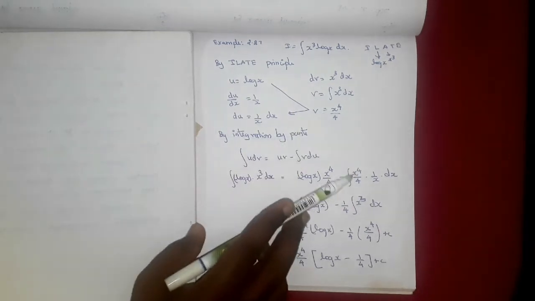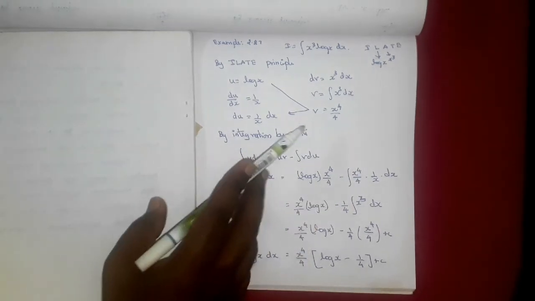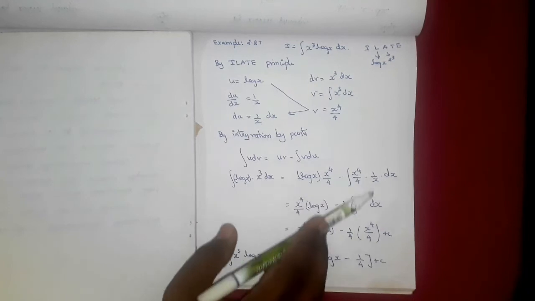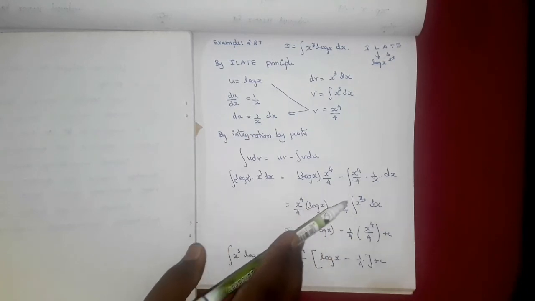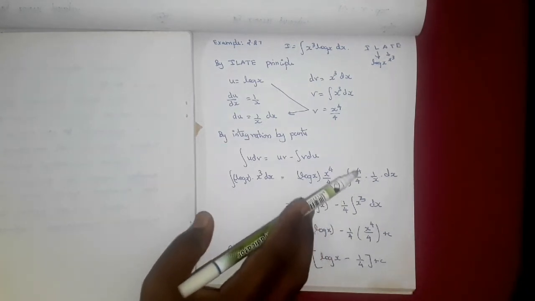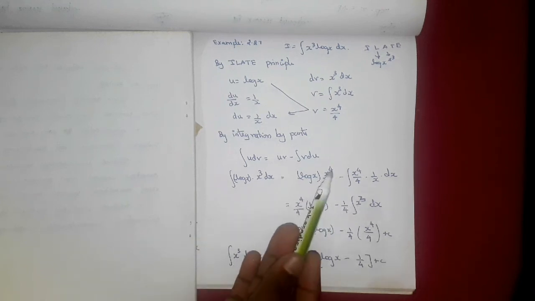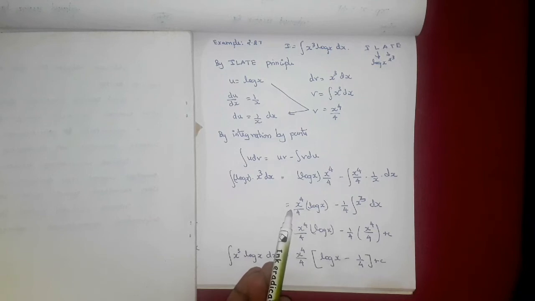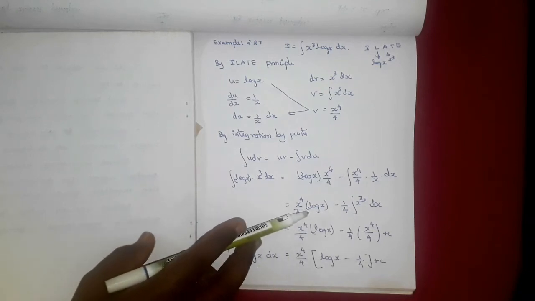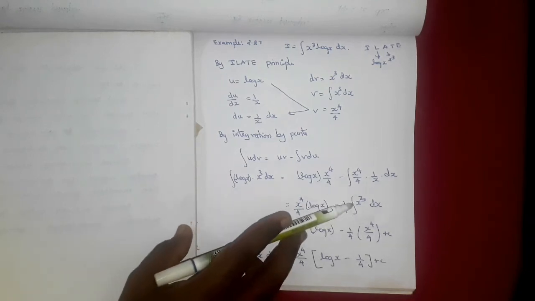V is x power 4 by 4 into du. Du is 1 by x into dx, right? This 1 by 4 we can take it out, and here the x will be cancelled, so we will be having x cube inside the integral, right? So now this x power 4 by 4 you keep it here, so you have x power 4 by 4 into log x minus 1 by 4 integral x cube dx.